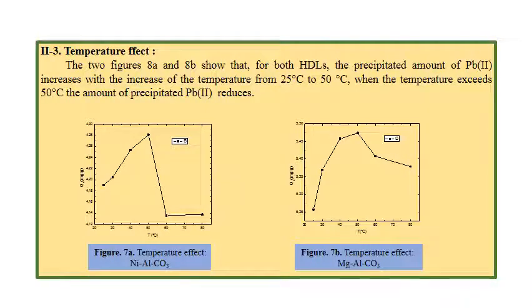Temperature effect. The two figures 8A and 8B show that for both HDLs, the precipitated amount of Pb2+ increases with the increase of the temperature from 25 degrees Celsius to 40 degrees Celsius. When the temperature exceeds 40 degrees Celsius, the amount of precipitated Pb2+ reduces.